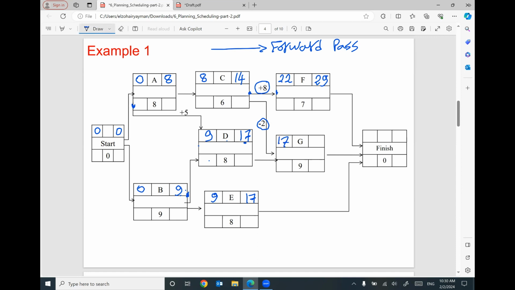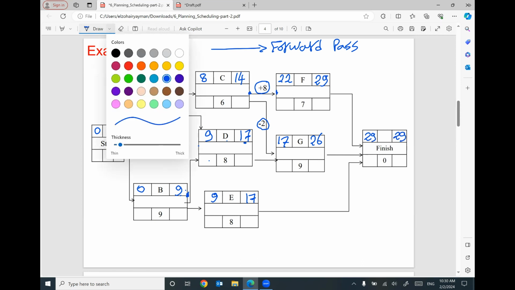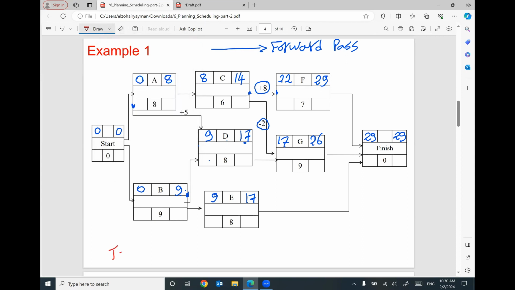17 plus 9 will be 26. To the end, we have here 29, we have here 26, we have here 17. So I'm going to use the biggest number, 29, plus 0 will be 29. So the first conclusion, the total duration of the project will be 29 days.